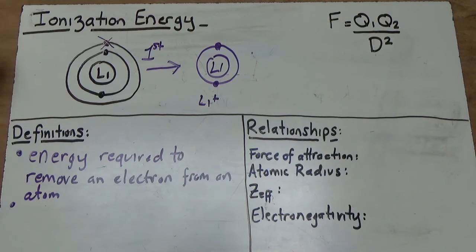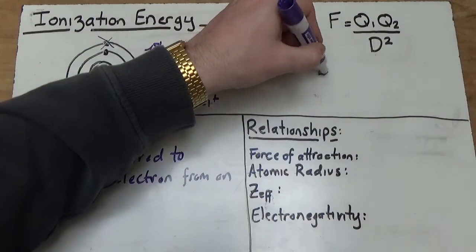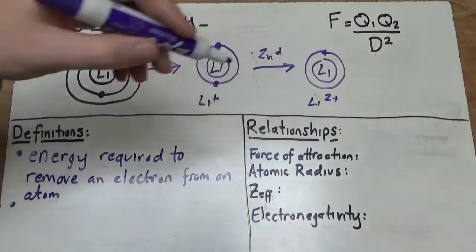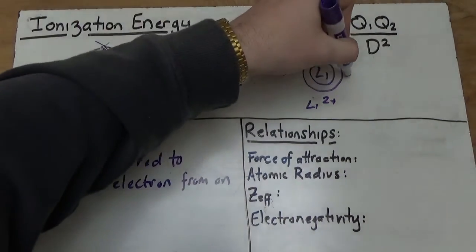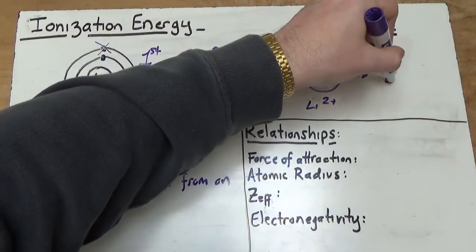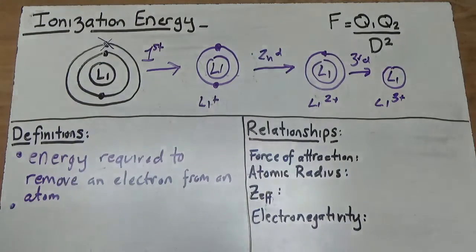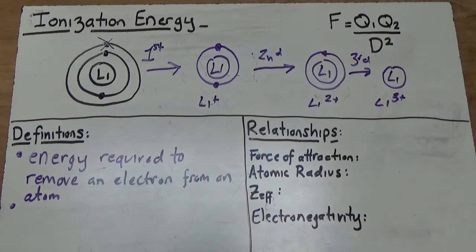The second ionization energy of lithium would be the amount of energy needed to remove the second electron, to give you lithium 2+. And then finally, lithium's third ionization energy would be the amount of energy needed to remove that final electron. There can be no fourth ionization energy for lithium because there is no fourth electron to remove. But there are as many ionization energies as there are electrons. So, this is one way to think about the problem.